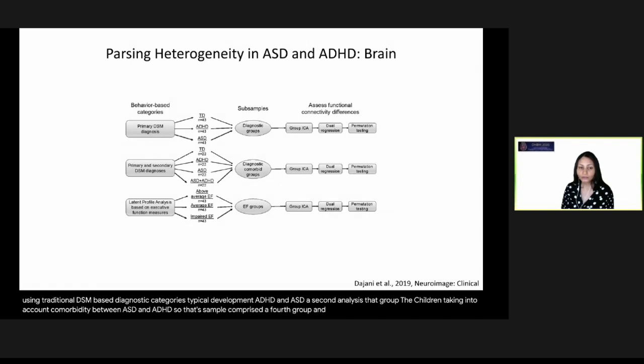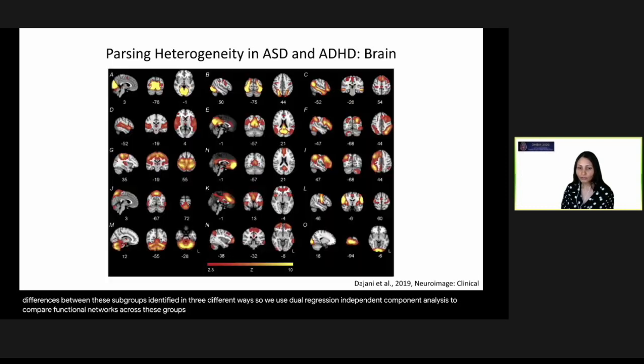And finally, we looked at grouping by executive function ability, so looking at those three executive function profiles. And we're interested in large scale brain network functional connectivity differences between these subgroups identified in three different ways. So we use dual regression independent component analysis to compare functional networks across these groups. And these are some of the networks that were derived from the ICA.